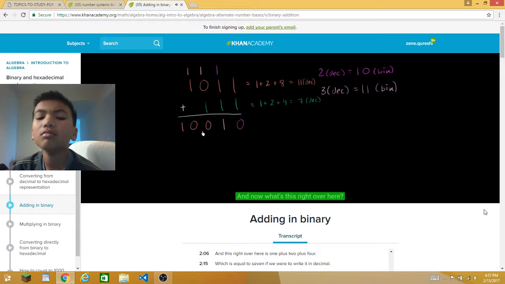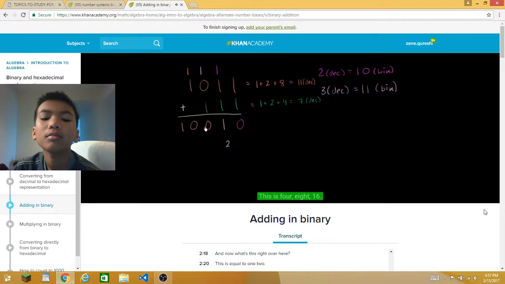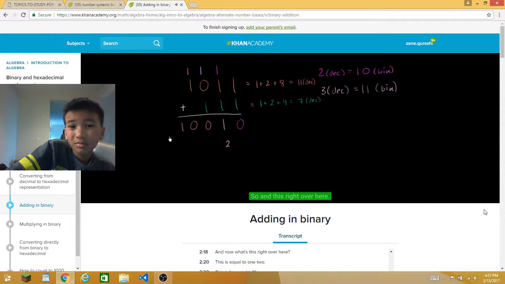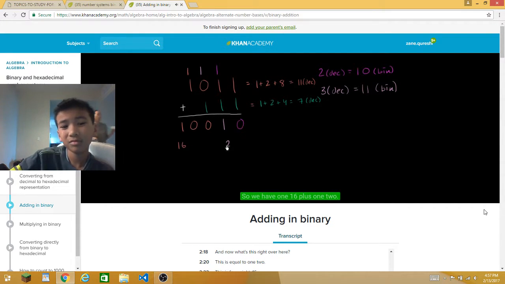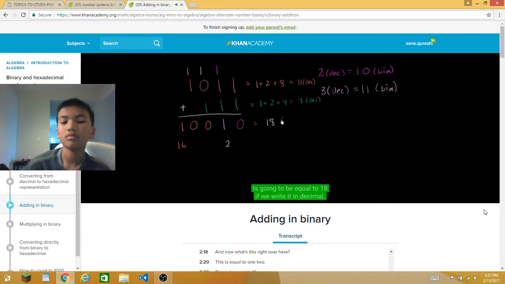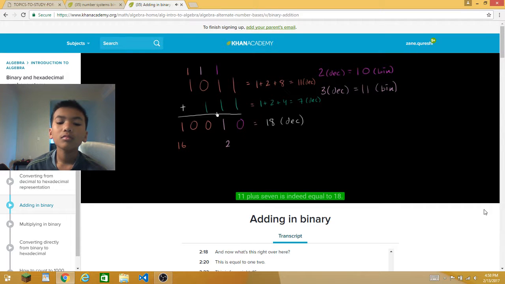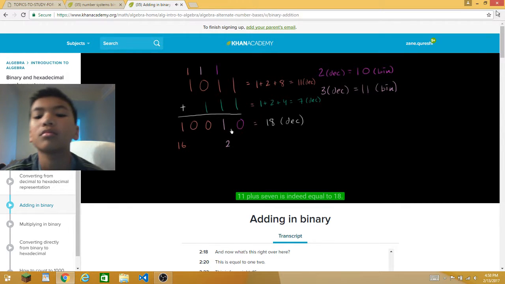And now what's this right over here? This is equal to 1, 2. And this is 4, 8, 16. So we have 16 plus 2, which is equal to 18 if we're writing it in decimal. And we see that 11 plus 7 is indeed equal to 18.